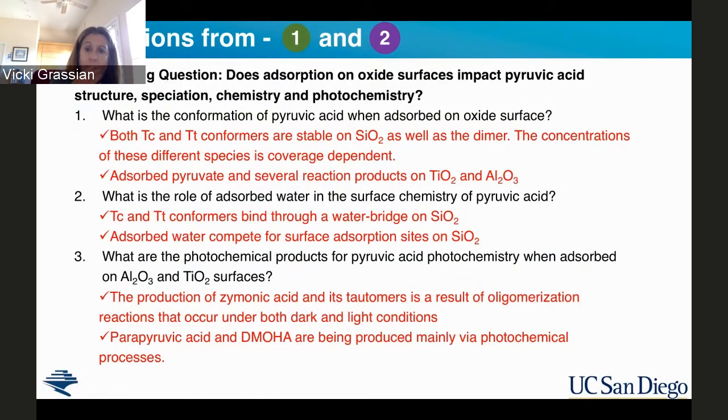Water plays a role. We didn't do any of this rehydration, dehydration experiments, but I do find those fascinating. But we see that as a bridge. And then again, we form these other compounds. So that's just some of the interesting experiments that we were able to do for pyruvic acid on oxide surfaces.